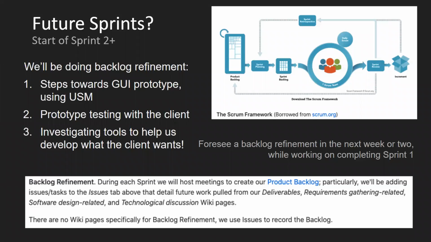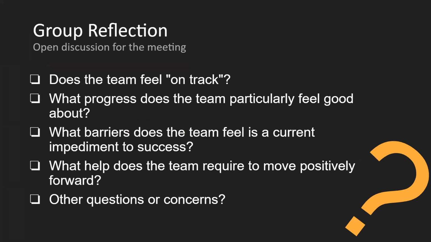For future sprints, I do foresee us doing some backlog refinement. We'll need to be taking steps towards GUI prototypes, lo-fi and hi-fi. We'll actually be using the user story mapping software in order to do that and guide that. Once we have these prototypes, we'll be testing them with our client using alpha beta testing techniques. And we'll be further investigating tools that could help us with developing what the client wants. So we do foresee a backlog refinement probably in sprint 1, start of sprint 2, and that should feed us into our future sprints.